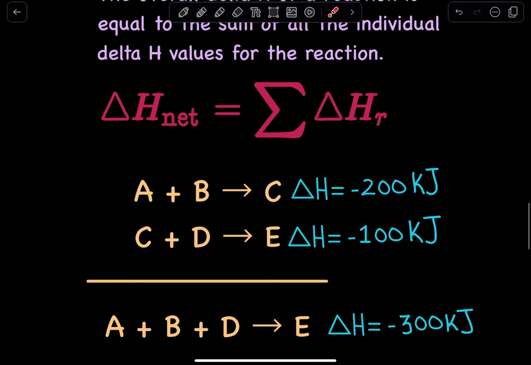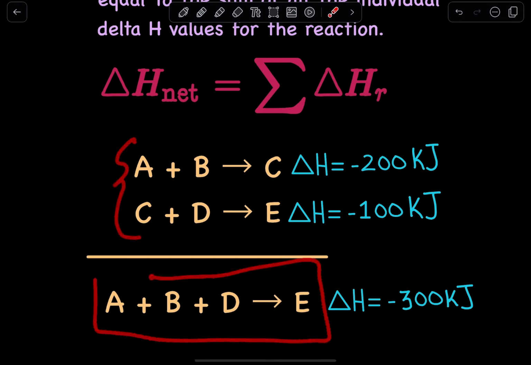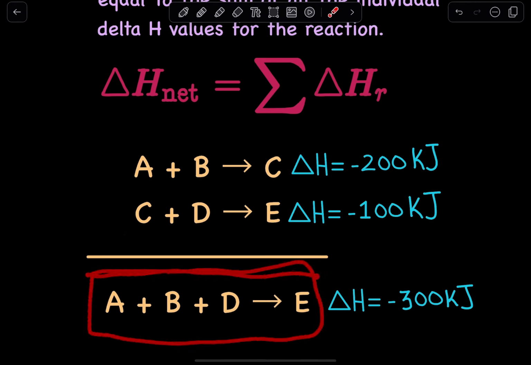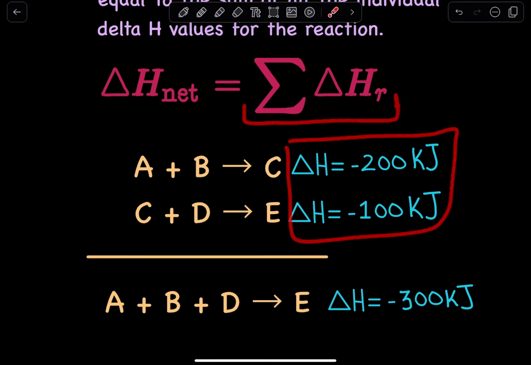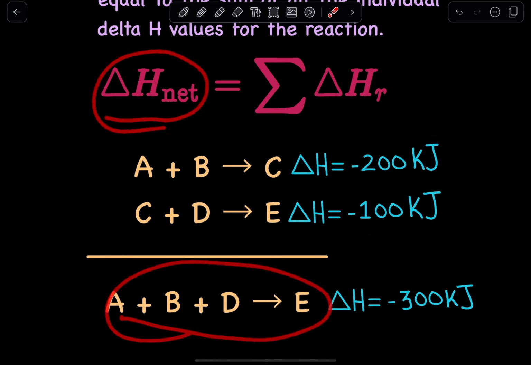Now, if we take a look at this example over here, we can see that we have these two elementary steps which help us achieve this overall reaction. Essentially, this hypothetical reaction over here cannot occur in one single step. It occurs in two steps. And if we are given the delta H values for our elementary reactions, we can simply take the sum of these delta H reaction values to get the overall delta H of the overall equation.